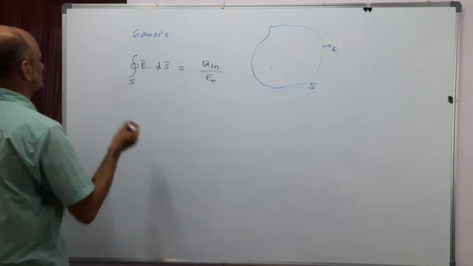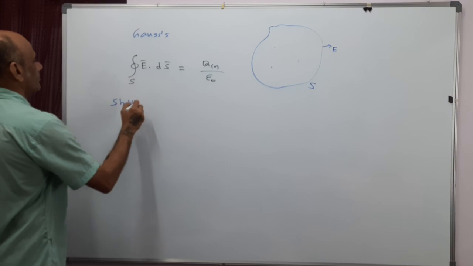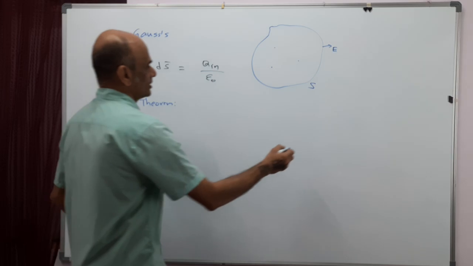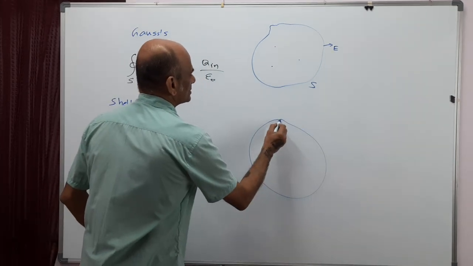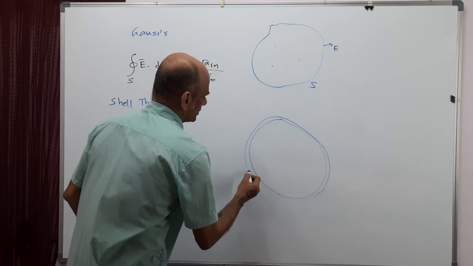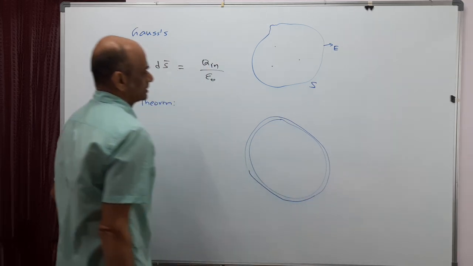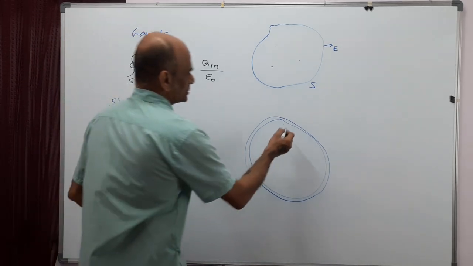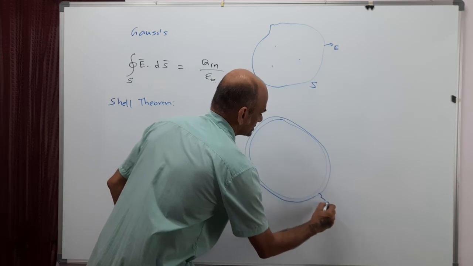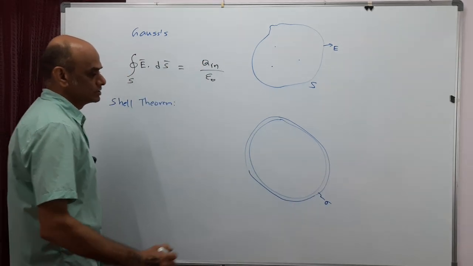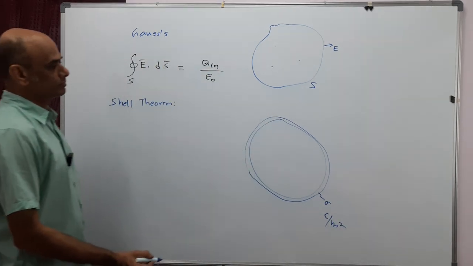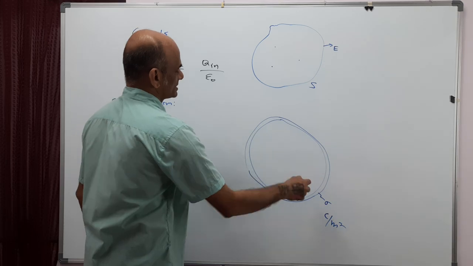Next is Shell theorem. If you have a shell of charge, a shell is a spherical surface of very small thickness, like the surface of a football. So this thickness is very small, and there is charge distributed on the surface, say sigma, surface charge density. So the units will be coulomb per meter square, and sigma is uniform charge. Sigma here is same, sigma here is same, everywhere it is same.